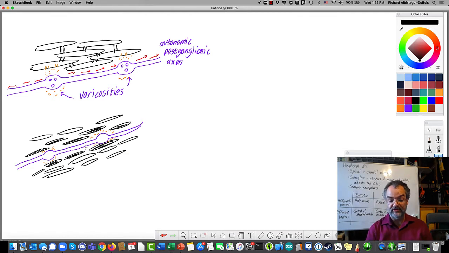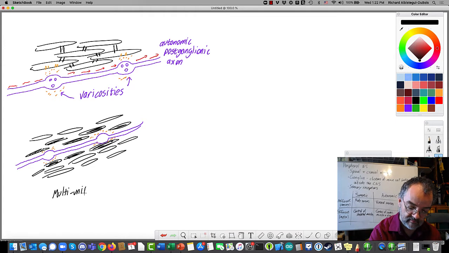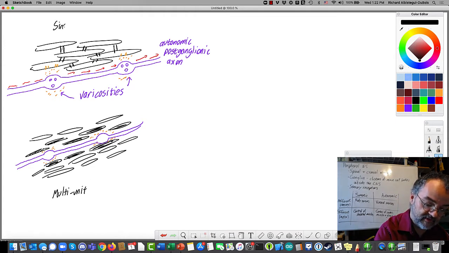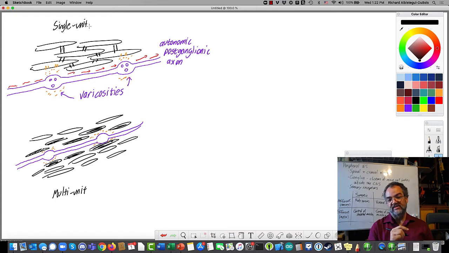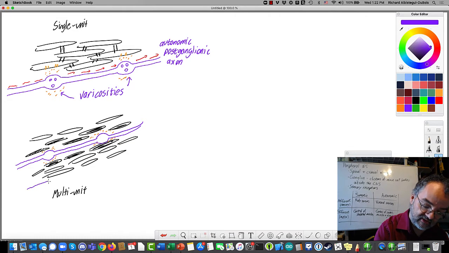And since it's multi-unit muscle, as opposed to single unit, what happens to those cells that just got affected isn't going to cause the other cells to respond. So a signal down that autonomic axon will only activate the smooth muscle cells that are close to it. Which means that if I want to be able to activate the other ones, I need more axons.